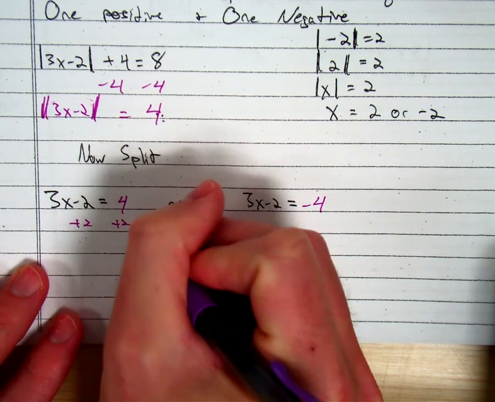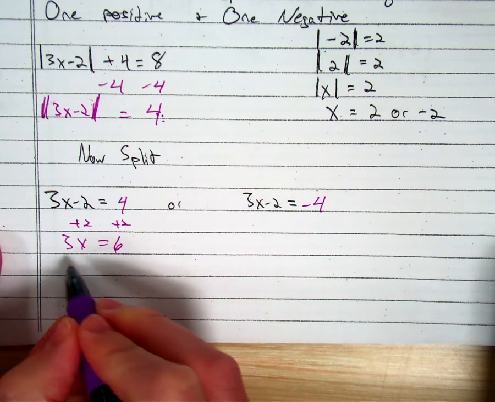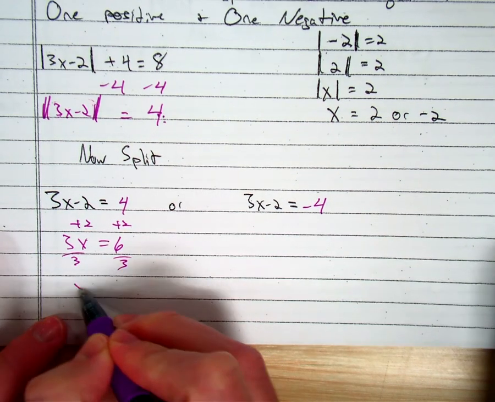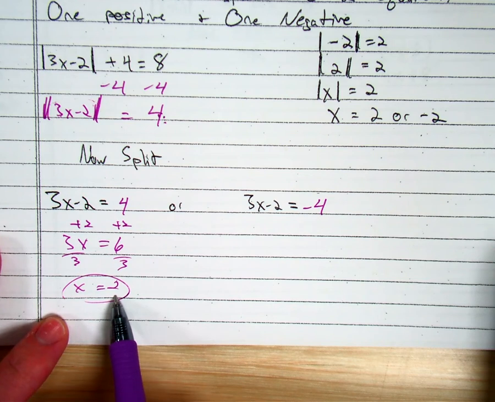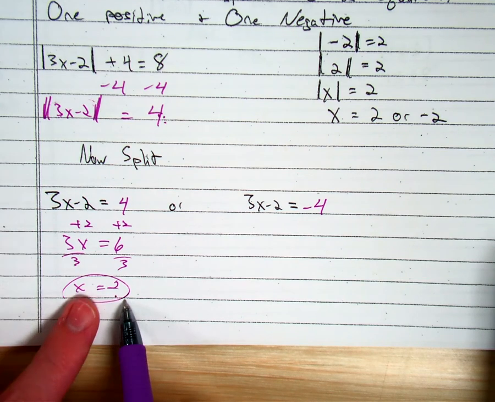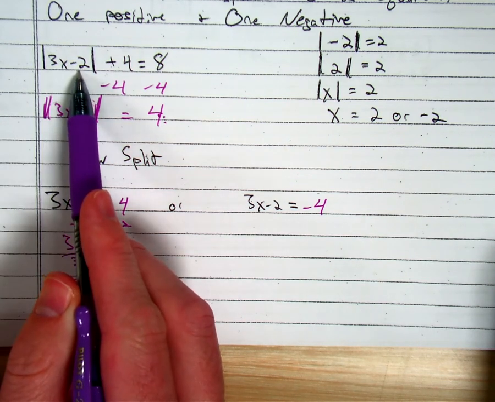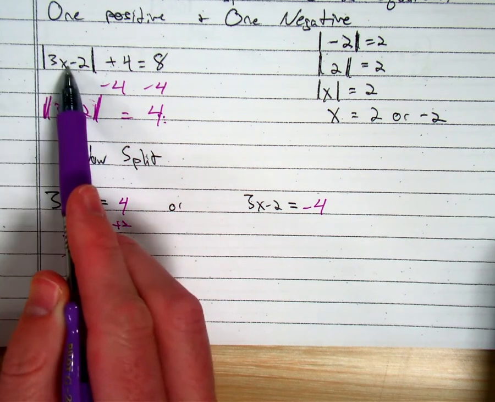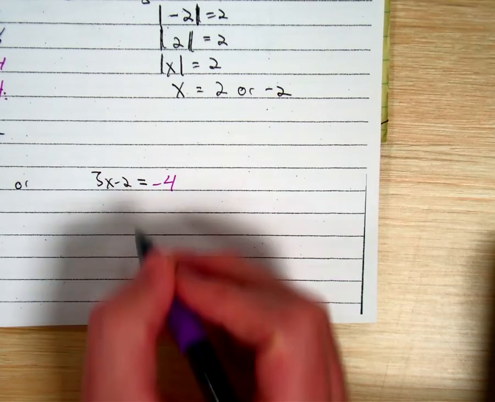So plus 2, plus 2, 3x equals 6, divide by 3, divide by 3. So 2 would work for us. Check back up here. 3 times 2 is 6, minus 2 is 4. Absolute value of 4 is 4. 4 plus 4 is 8. That would work. What about over here on the negative one?